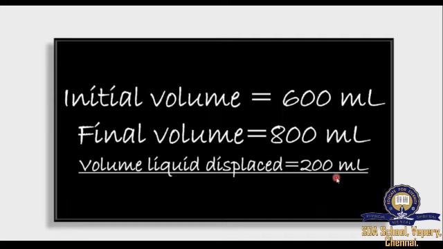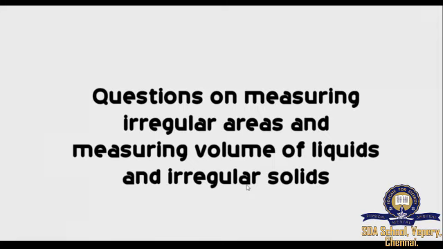Since we have put the stone into the water, the stone makes the same amount of the volume of water to be raised by it. So the volume of liquid displaced, which is actually equal to the volume of the object itself, right? So the volume of the stone, we have found it as 200 milliliter in this case. We will now discuss the questions on measuring irregular areas and measuring volume of liquids and irregular solids.